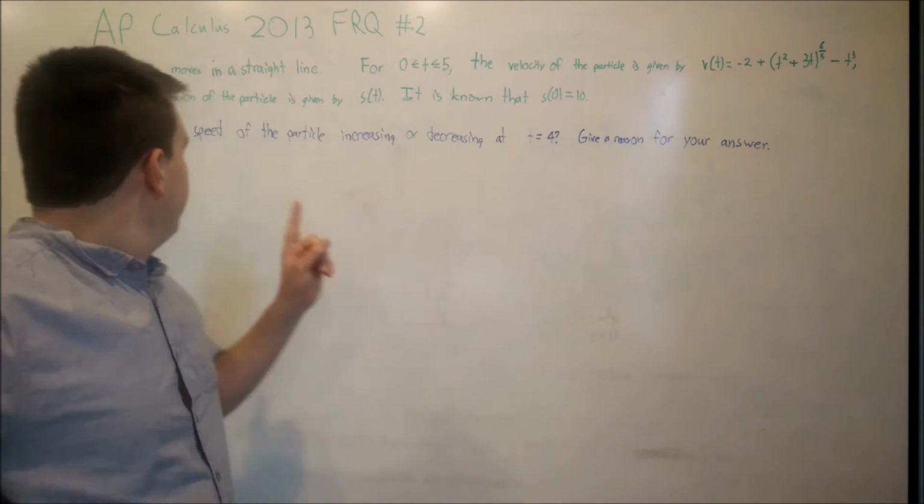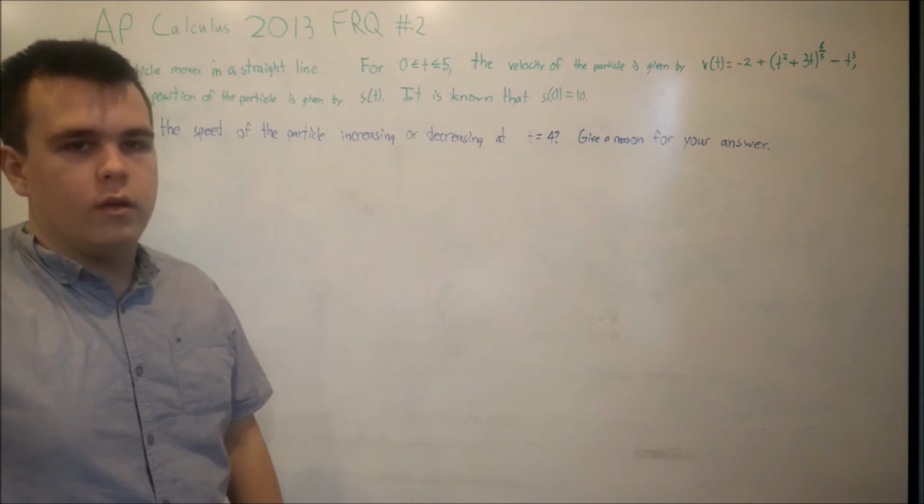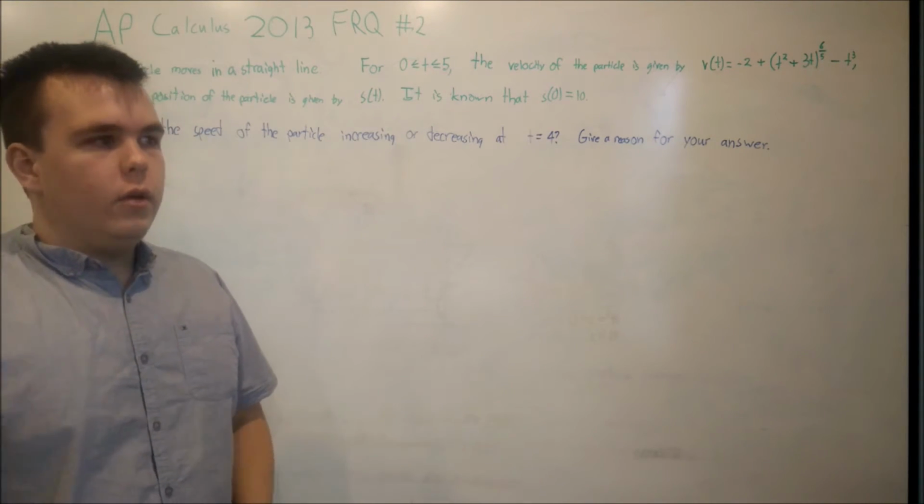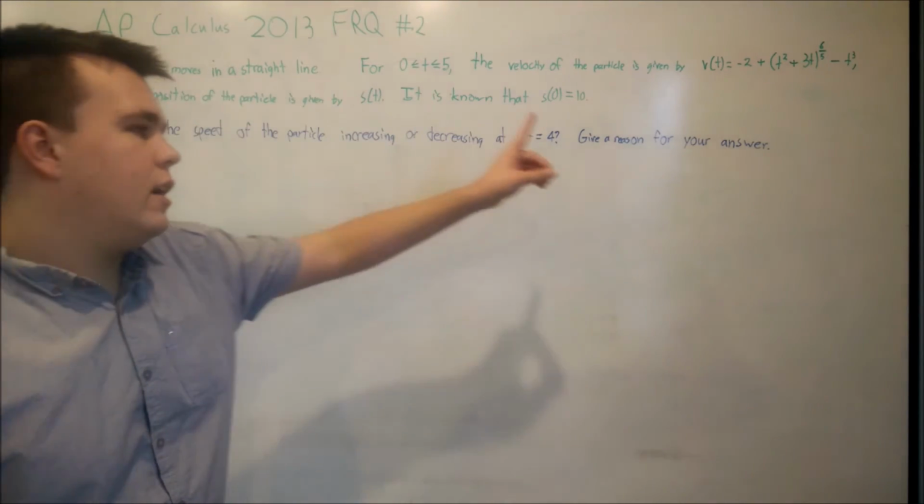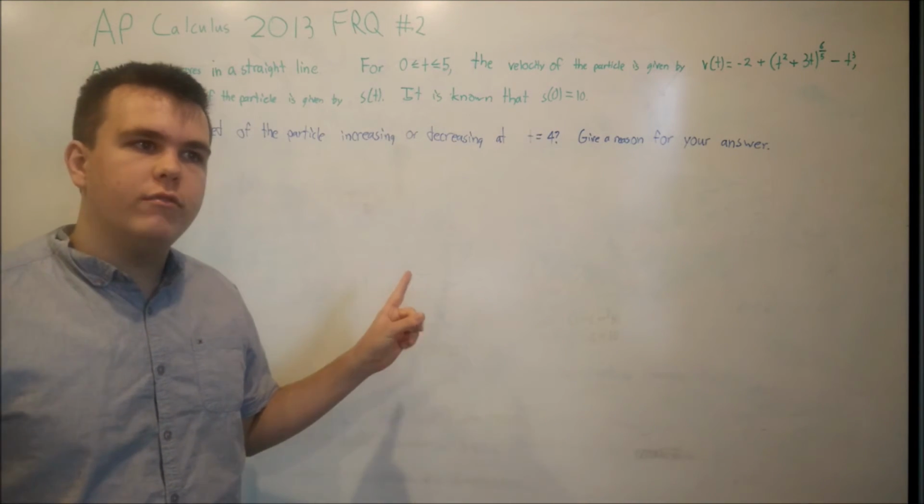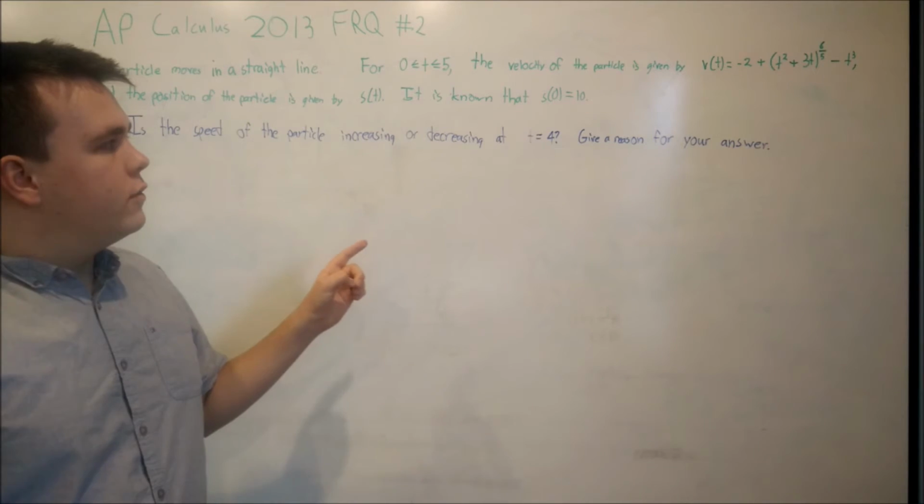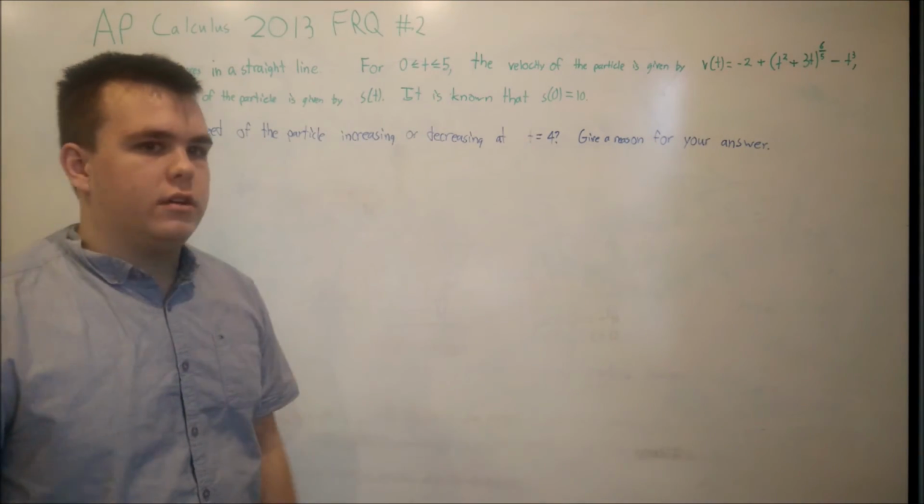So, part D. Is the speed of the particle increasing or decreasing at t equals 4? Give a reason for your answer. Okay, so is the speed of the particle increasing? So in other words, is it going faster and faster as it goes along, or is it going slower and slower? But again, we have to be careful because speed and velocity are not the same thing. So it could be going faster and faster in the negative direction, or faster and faster in the positive direction.